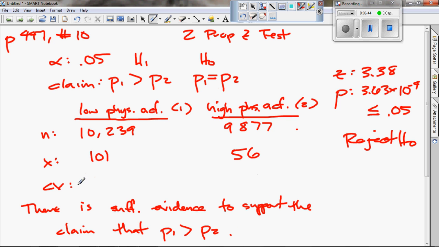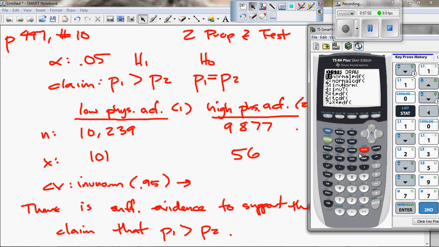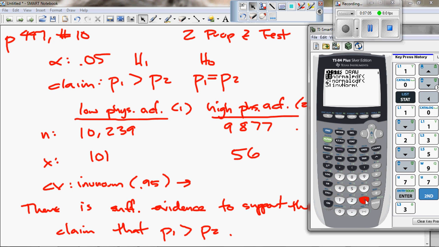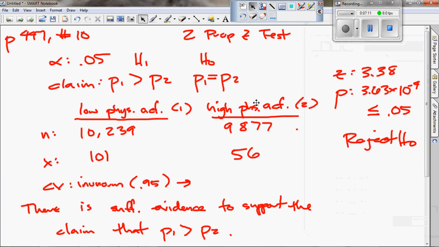And lastly is our critical value, inverse norm. Since this is a normal distribution, critical value is in the right tail, so we're going to use 1 minus alpha. 1 minus 0.05 is 0.95. So we plug that into our calculator. Second vars, inverse norm, 0.95, and 1.64 is our critical value. Alright, all done.